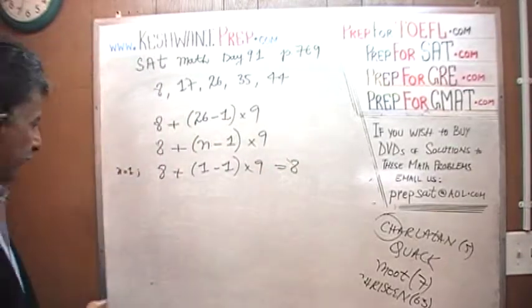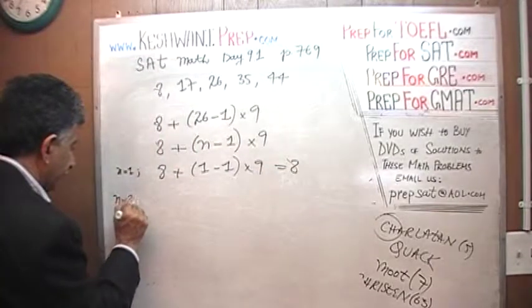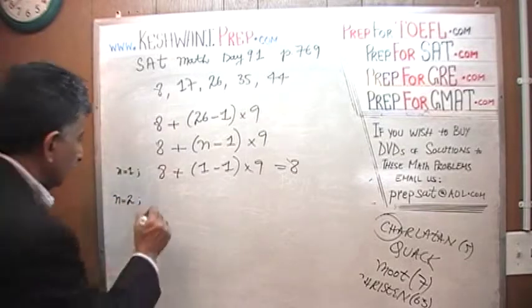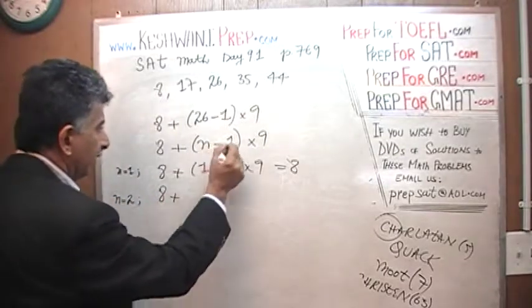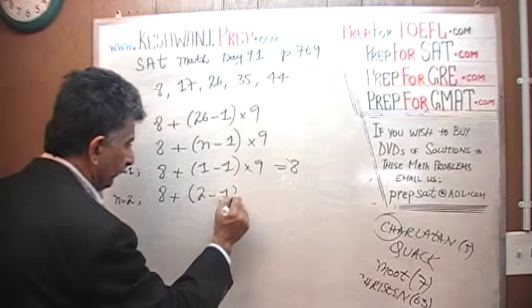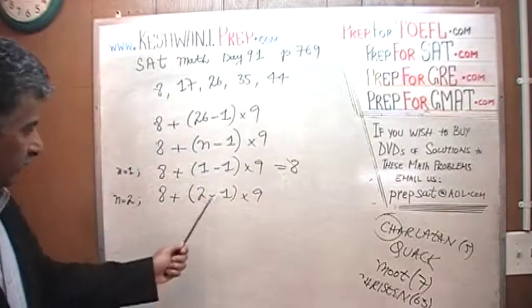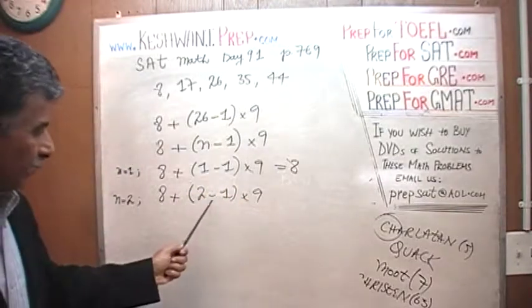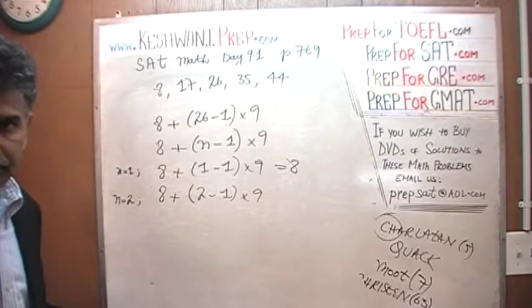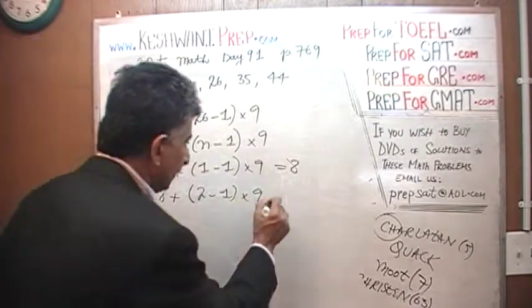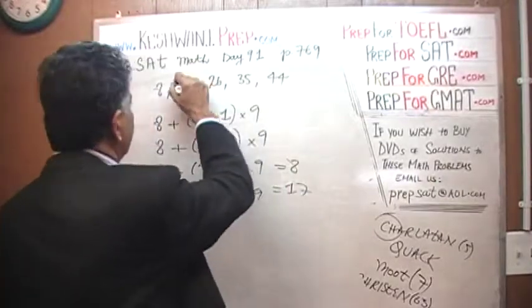The second term is going to be when n is equal to 2. Again we follow the formula: 8 plus n minus 1 times 9. n is 2. 2 minus 1 is 1, and 1 times 9 is 9. So we get 8 plus 9, which is 17, our second term right here.